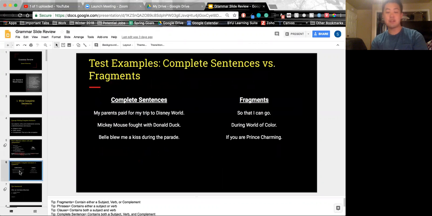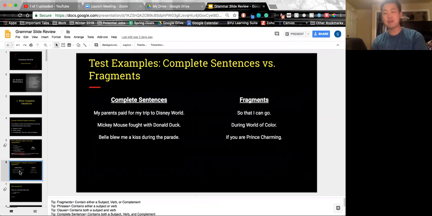Under complete sentences, let's look at the first example. My parents paid for my trip to Disney World. First, let's find the verb. What was the action being done? Paid. So paid is the verb. Who was doing the paying? My parents. What completes the sentence? My trip to Disney World. So the verb is paid, the subject is my parents, and the complement is Disney World.